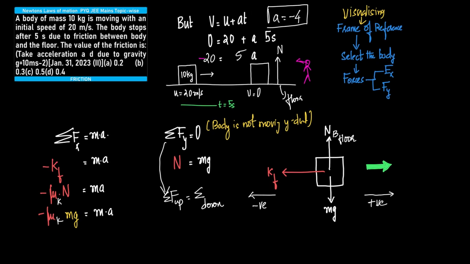So from here I can cancel out m, and then what we have is minus mu k into g, which is 10, is equal to a, right? What is the value of a? We found a to be minus 4, therefore what is mu k equal to? Mu k would be equal to, cancelling out minus and minus, 4 by 10, which is equal to 0.4. So the correct option here would be: the value of friction is 0.4.